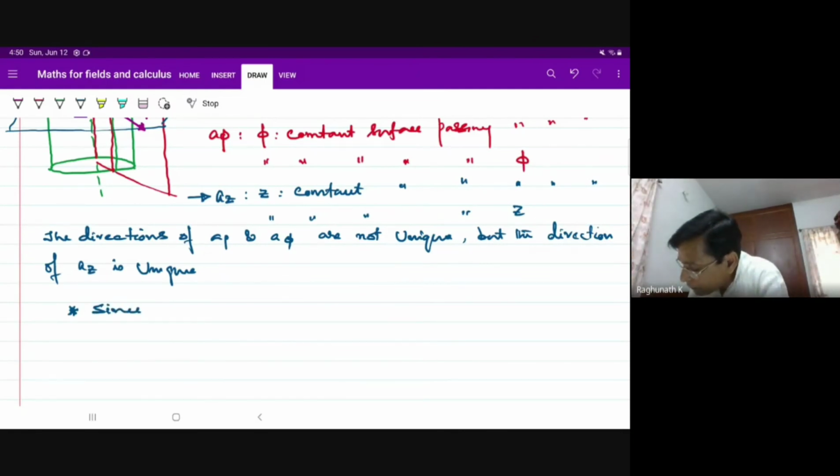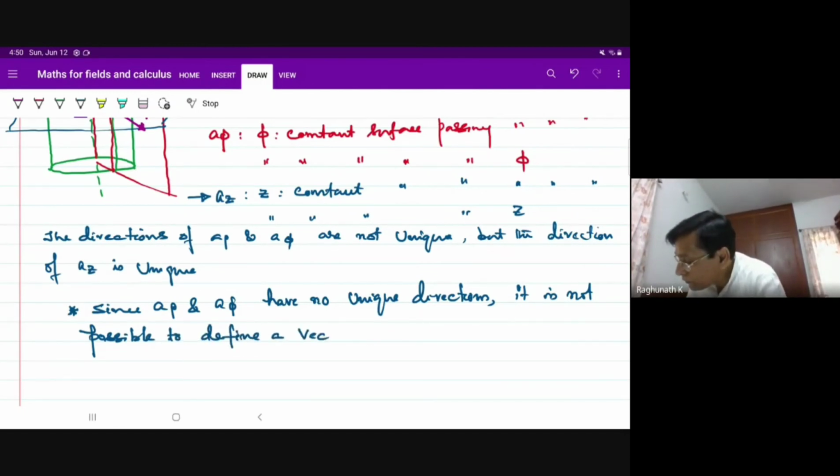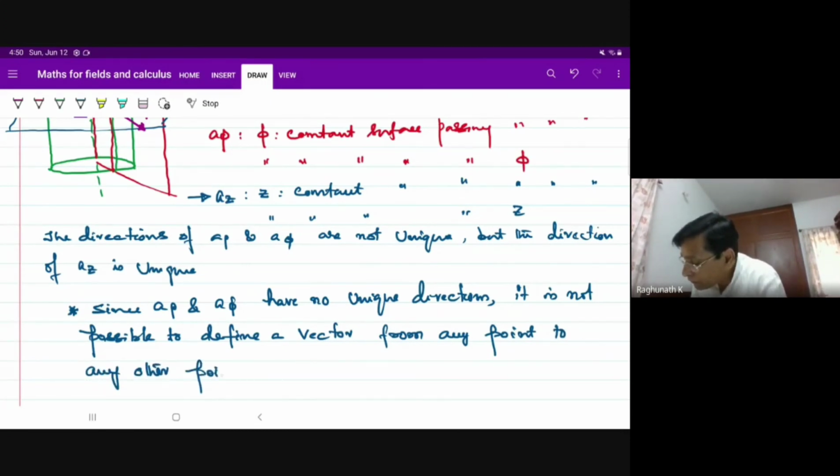Since a rho and a phi have no unique directions, it is not possible to define a vector from any point to any other point. This is what you are telling in the cylindrical coordinate system.